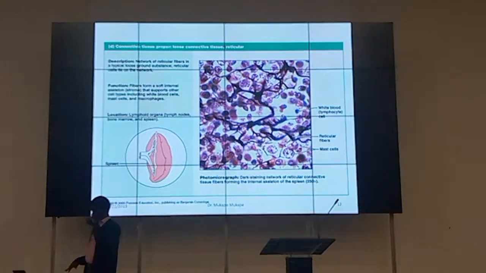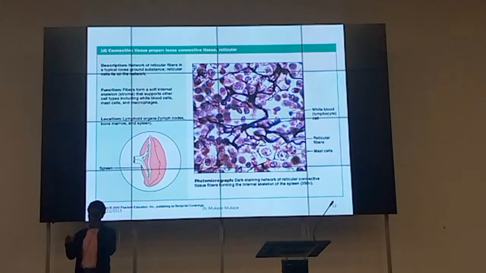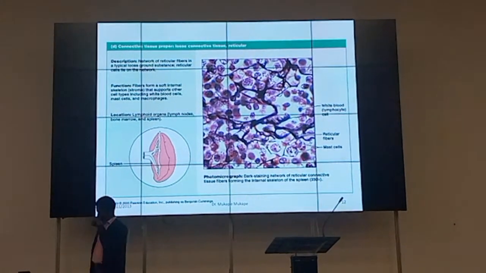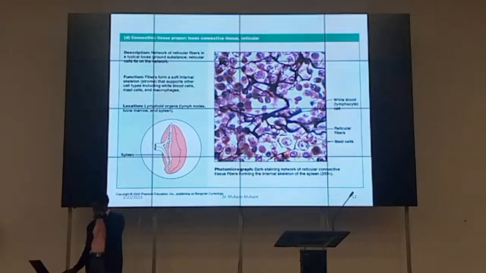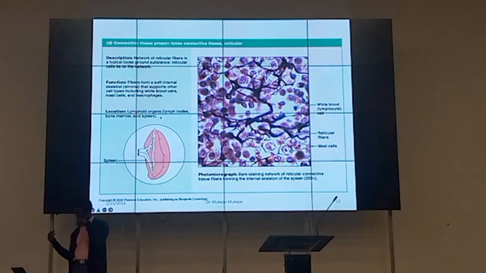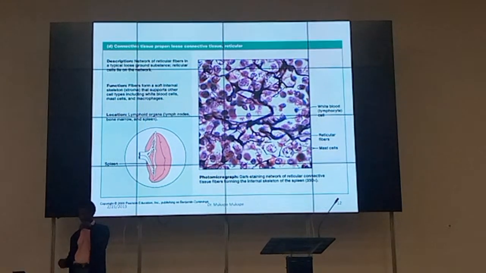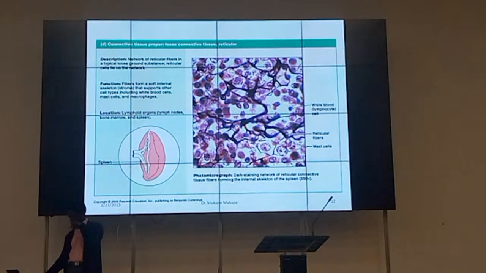So it means that we need to create spaces within reticular connective tissue through which cells should be able to pass. And we have already highlighted the various organs: lymph nodes, bone marrow, spleen, and so on, thymus. Those are various organs.